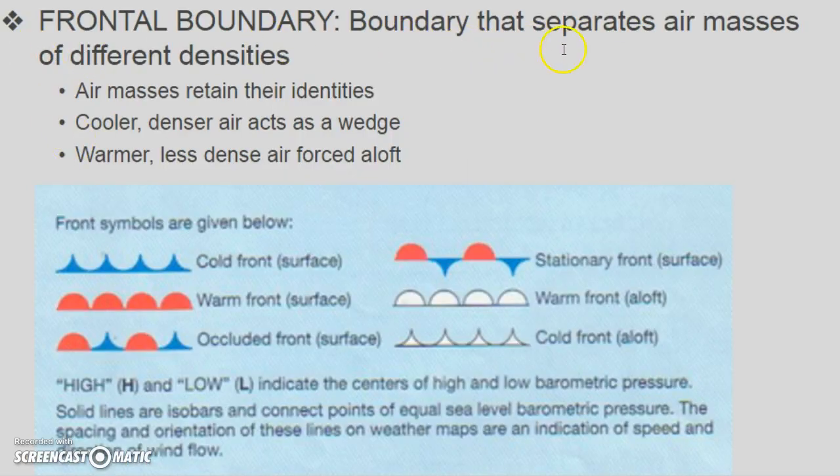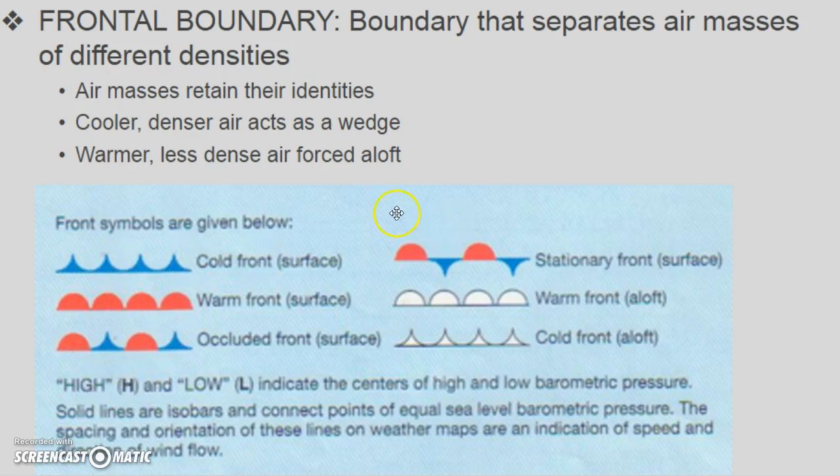Our frontal boundaries are boundaries that separate air masses of different densities. Air masses retain their identities; they don't change. That cooler, denser air acts as a wedge, and warmer, less dense air is forced aloft. So make sure we pay attention when we look at maps. High and low pressure means something very, very specific. These are the centers of the barometric pressure. With low pressure, we're going to be looking to find storms and clouds and these potentially severe conditions. With high pressure, we generally find fair skies, relatively clear.